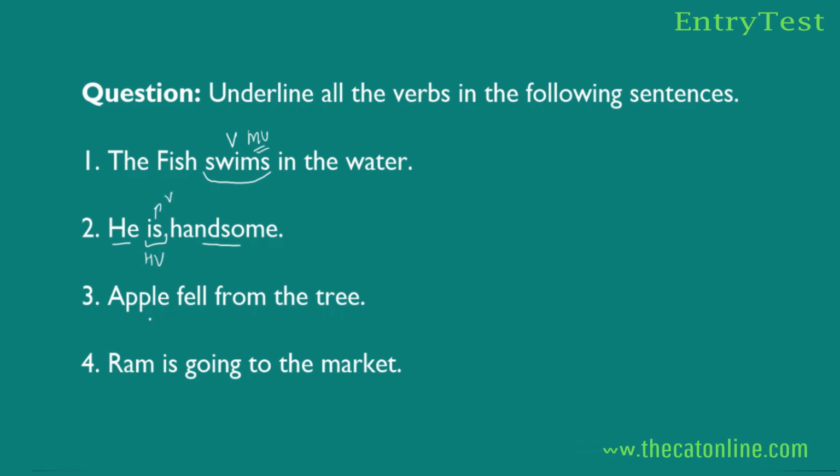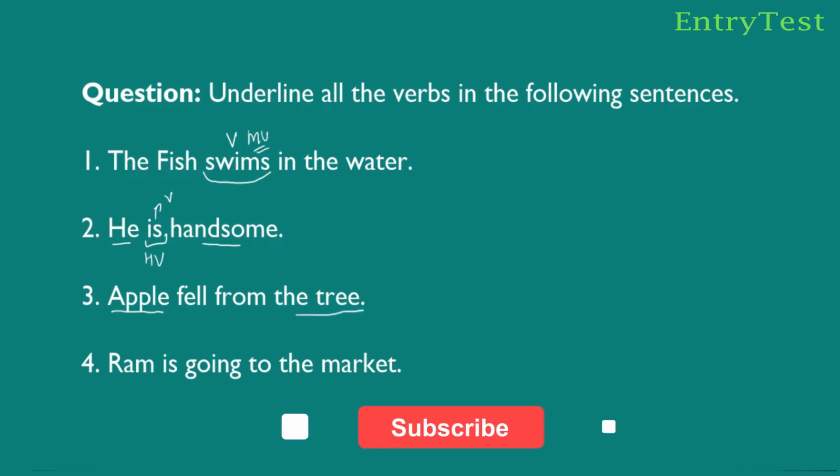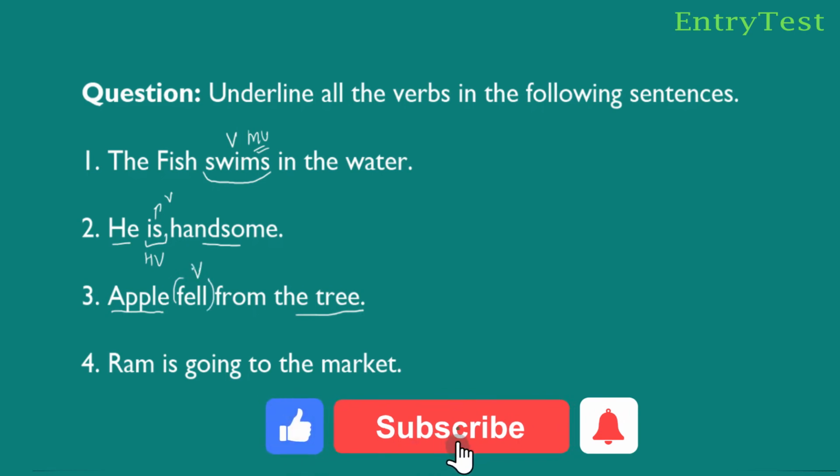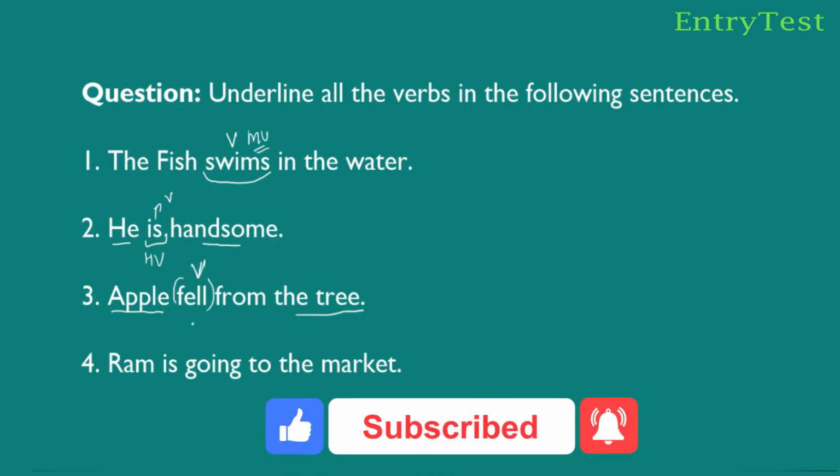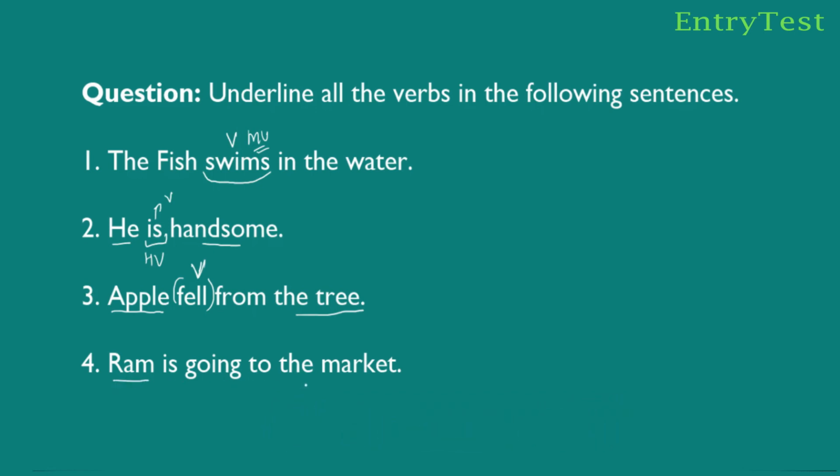Next, apple, which is my subject, fell from the tree. Now here the tree will be my object and fell is my verb. Okay, this is showing the main action which apple did. Ram, which is my subject, is going to the market. Now market is the name of the place, so it is my object, and is is showing my helping verb and going is showing my main verb. Okay, action verb. Let's move forward.